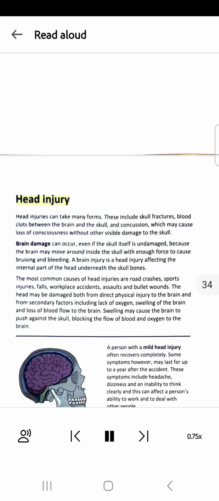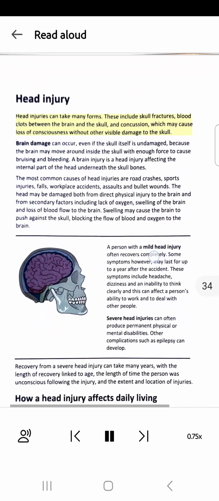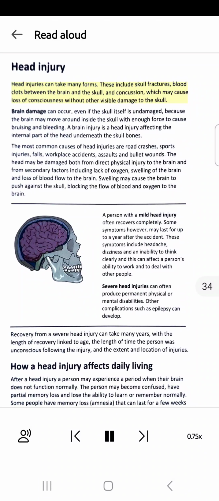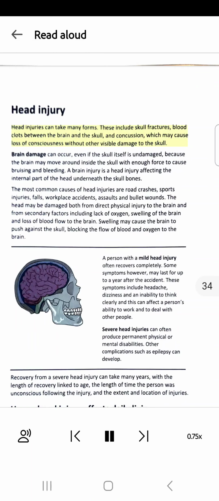30. Head injury. Head injuries can take many forms. These include skull fractures, blood clots between the brain and the skull, and concussion, which may cause loss of consciousness without other visible damage to the skull. Brain damage can occur, even if the skull itself is undamaged, because the brain may move around inside the skull with enough force to cause bruising and bleeding.